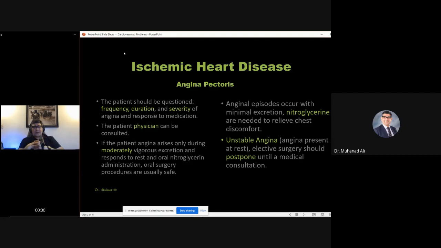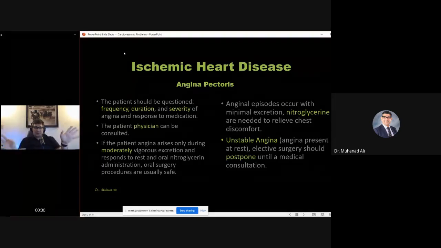While in unstable angina, most of the cases, you get angina pain or substernal pain or ischemic pain at rest. The patient is sitting and gets pain, and it is recurrent. In this case you have to postpone everything again and wait, because most doctors, with a patient with unstable angina, postpone the patient for like 3 to 6 months unless he has an emergency treatment.